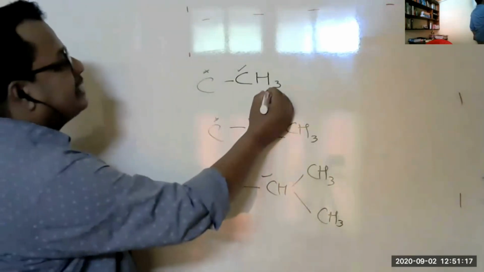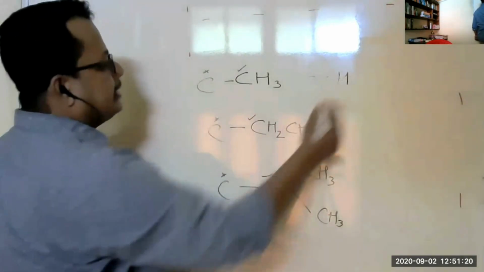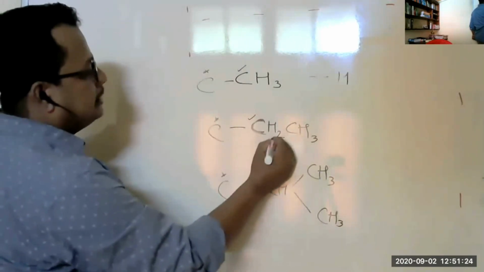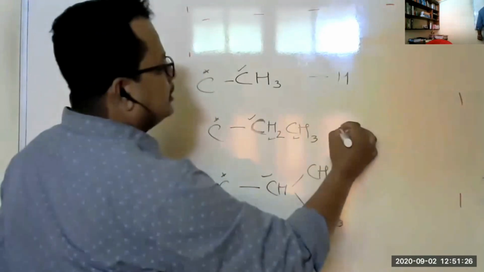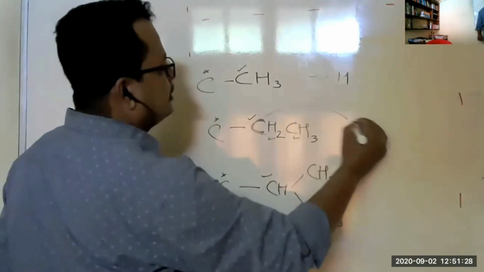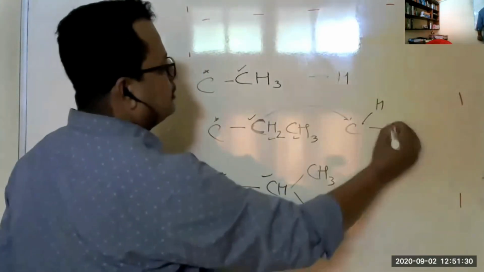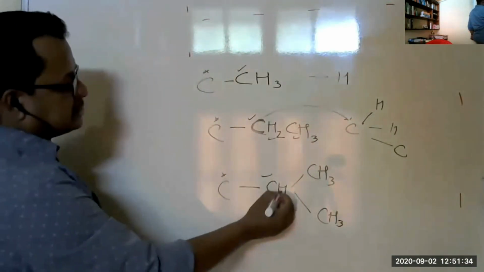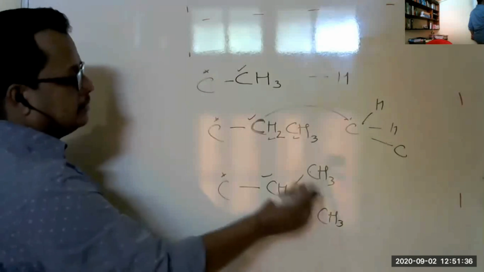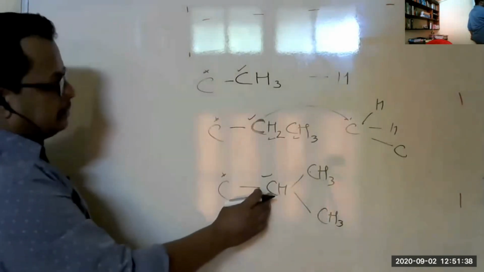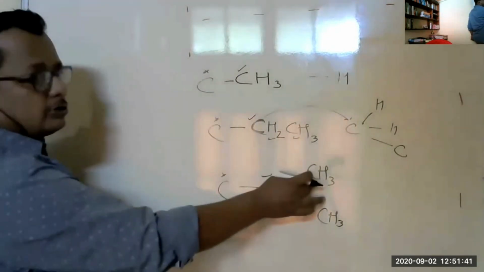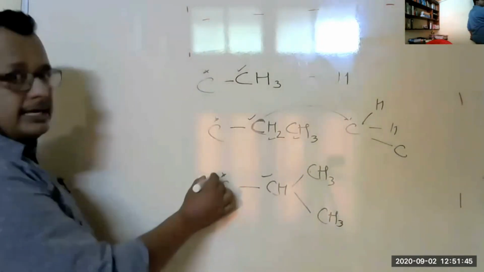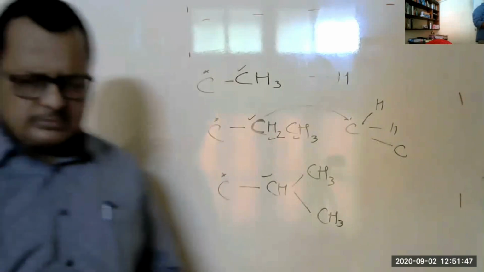So here the second atom is hydrogen. Here the second atom to this carbon is hydrogen and carbon. So this particular carbon is attached to two hydrogen and carbon. And here this carbon is attached to one hydrogen and two carbon. So you see, this carbon is attached to two carbons of higher atomic number. So this one will get the highest priority.